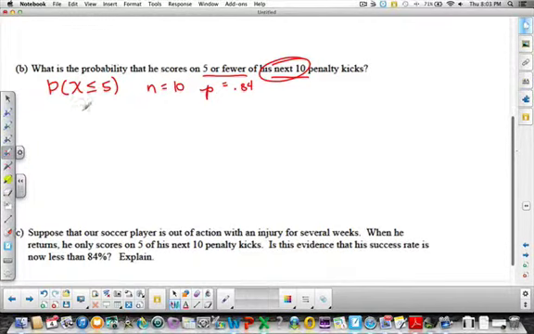Using my binomial formula, the probability of exactly 5 successes would be 10 choose 5 times 0.84 to the 5th power times 0.16 to the 5th power, because if we had 10 trials, 5 successes and 5 failures would add up to my 10 trials. But that's only for exactly 5 successes.